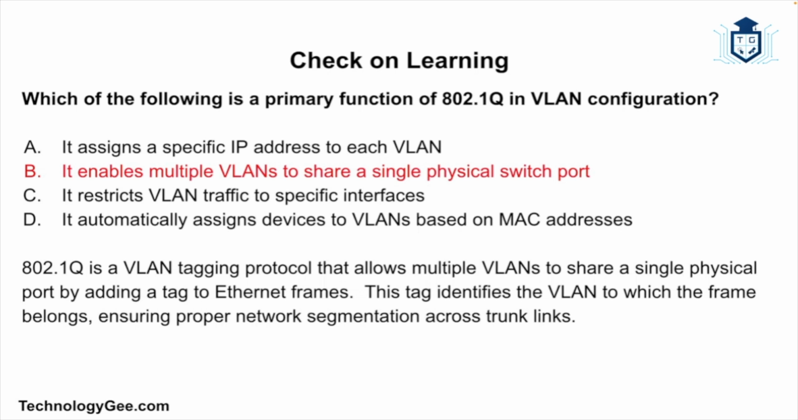And the correct answer is it enables multiple VLANs to share a single physical switch port. So 802.1Q is a VLAN tagging protocol that allows multiple VLANs to share a single physical port by adding a tag to Ethernet frames. And this tag identifies the VLAN to which the frame belongs, ensuring proper network segmentation across trunk links.